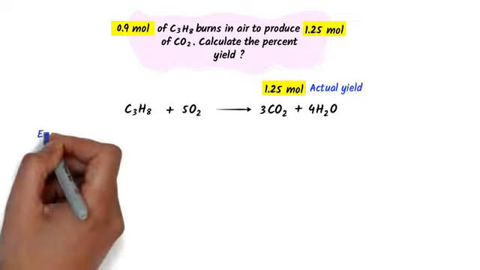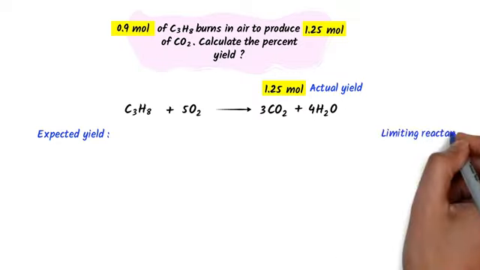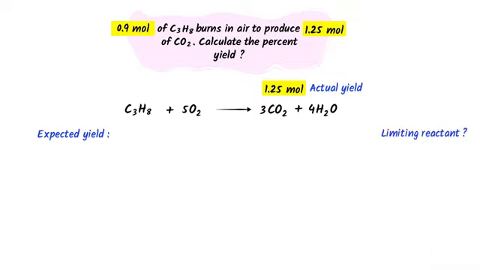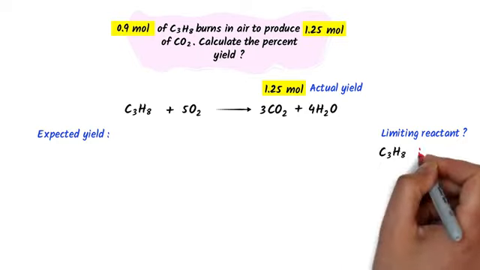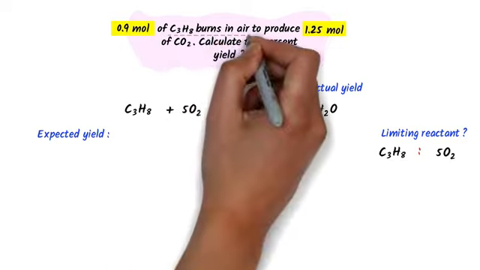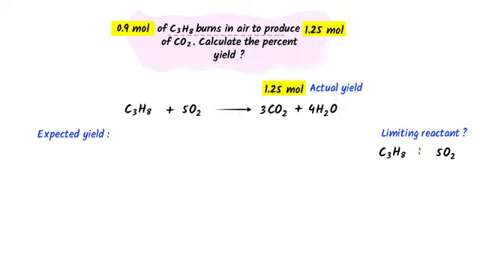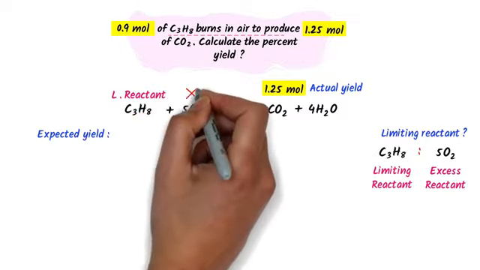Thirdly, to calculate expected or theoretical yield, we need to find the limiting reactant. To do so, we find the simplest ratio between reactants C3H8 and 5 moles of oxygen gas. We know that C3H8 is burnt in air, so oxygen gas is an excess reactant and C3H8 is a limiting reactant. Here, I write limiting reactant and I cross oxygen.